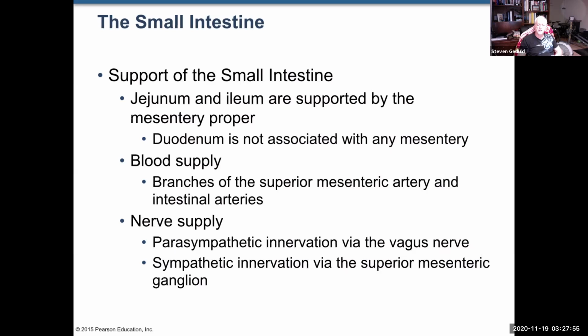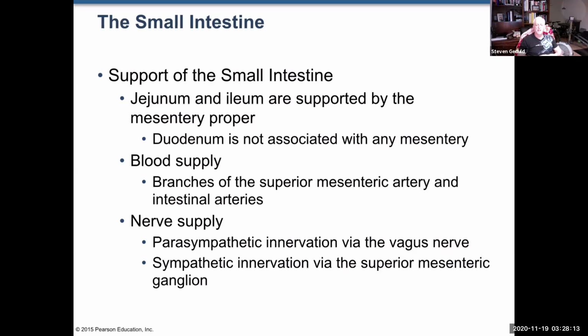The blood supply, tremendous blood supply in the small intestine. That's where all your absorption is taking place. That's where all those things got to get into your body. So around the jejunum is going to be tremendous blood supply. Okay. Branches of the superior mesenteric artery and intestinal arteries.